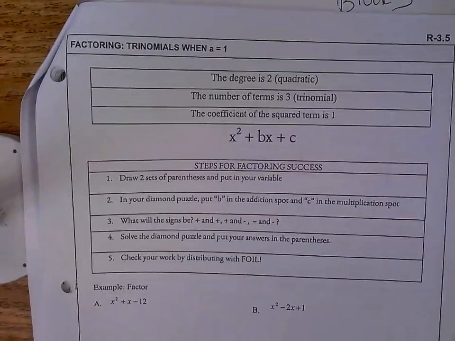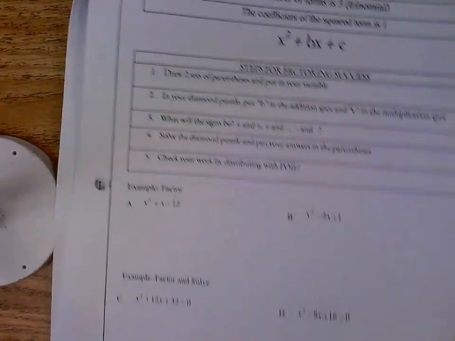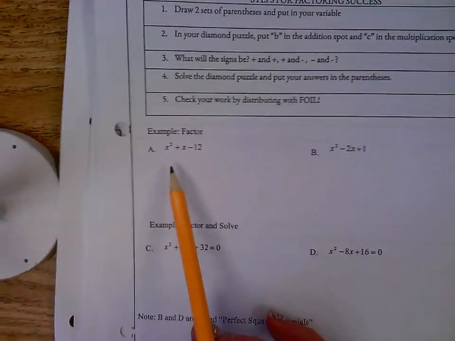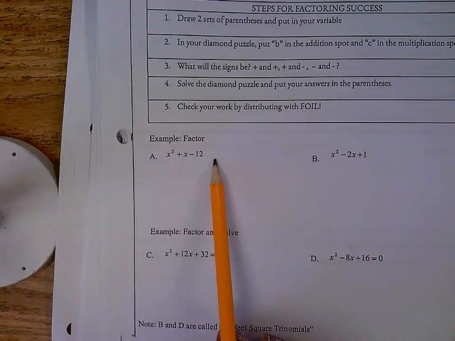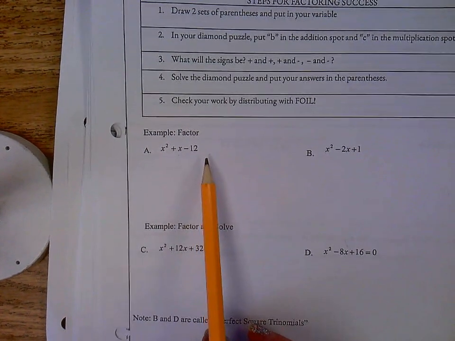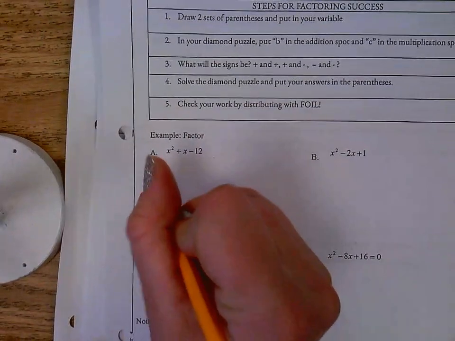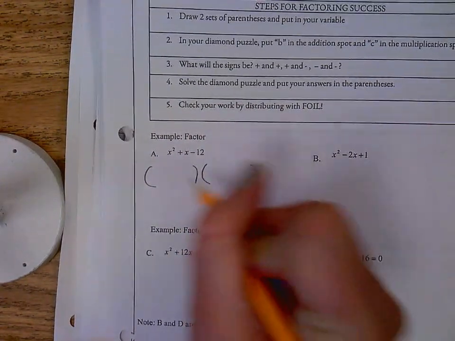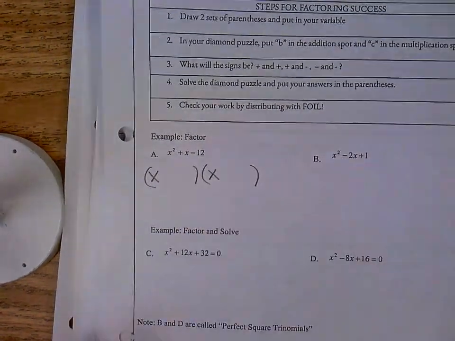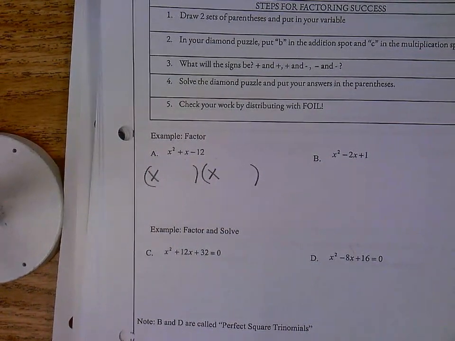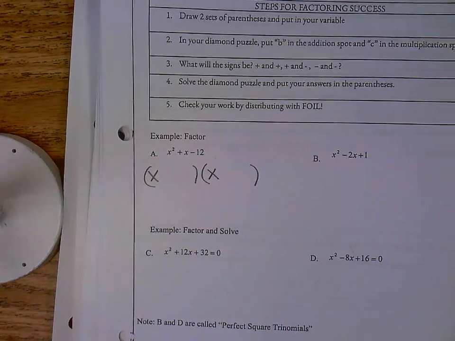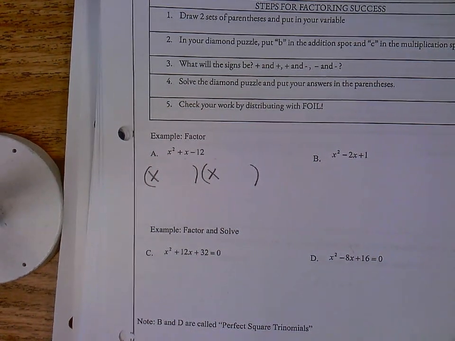So, steps. First, recognize that you have 3 terms, there's no greatest common factor, and it's in standard form. So now you write your 2 parentheses and you put an X in each one. Set up 2 terms, put an X in each. Minus here, plus there. Listen when I teach. So there's a whole rhyme about this.